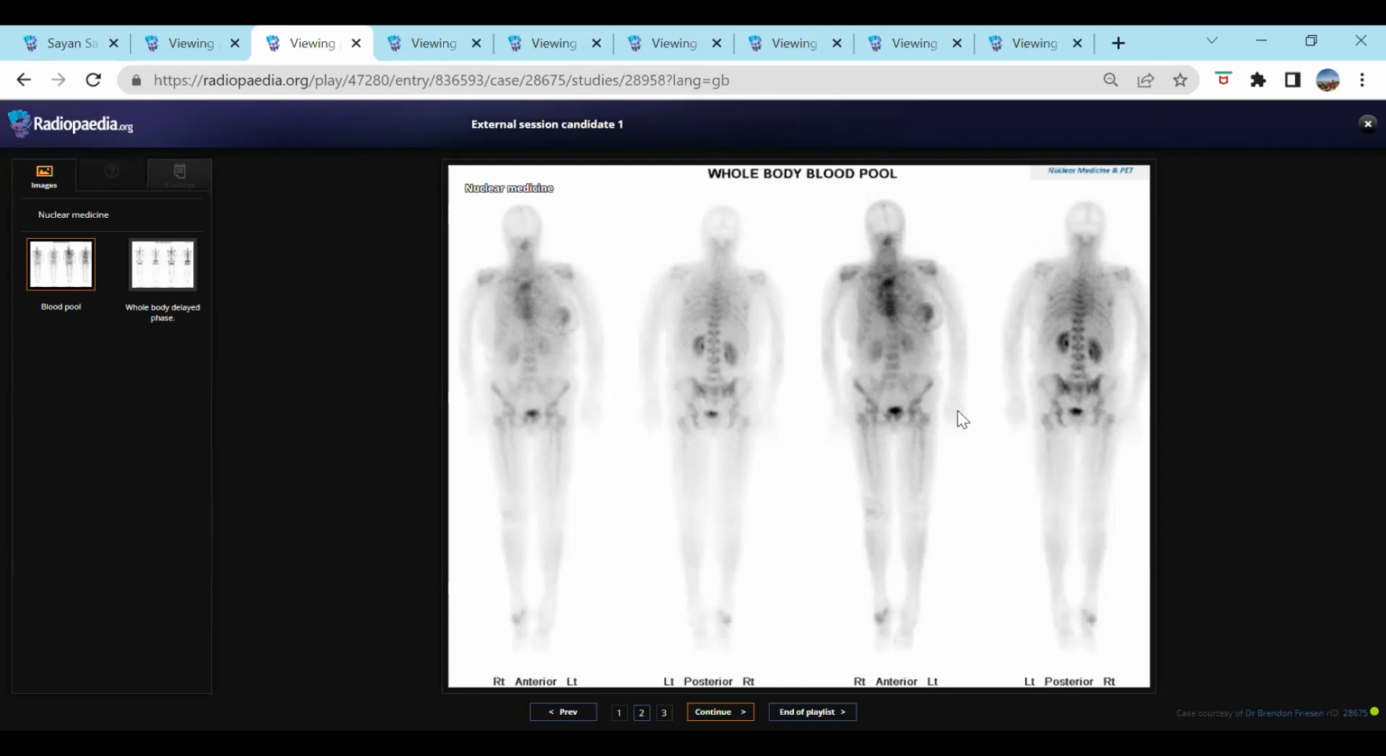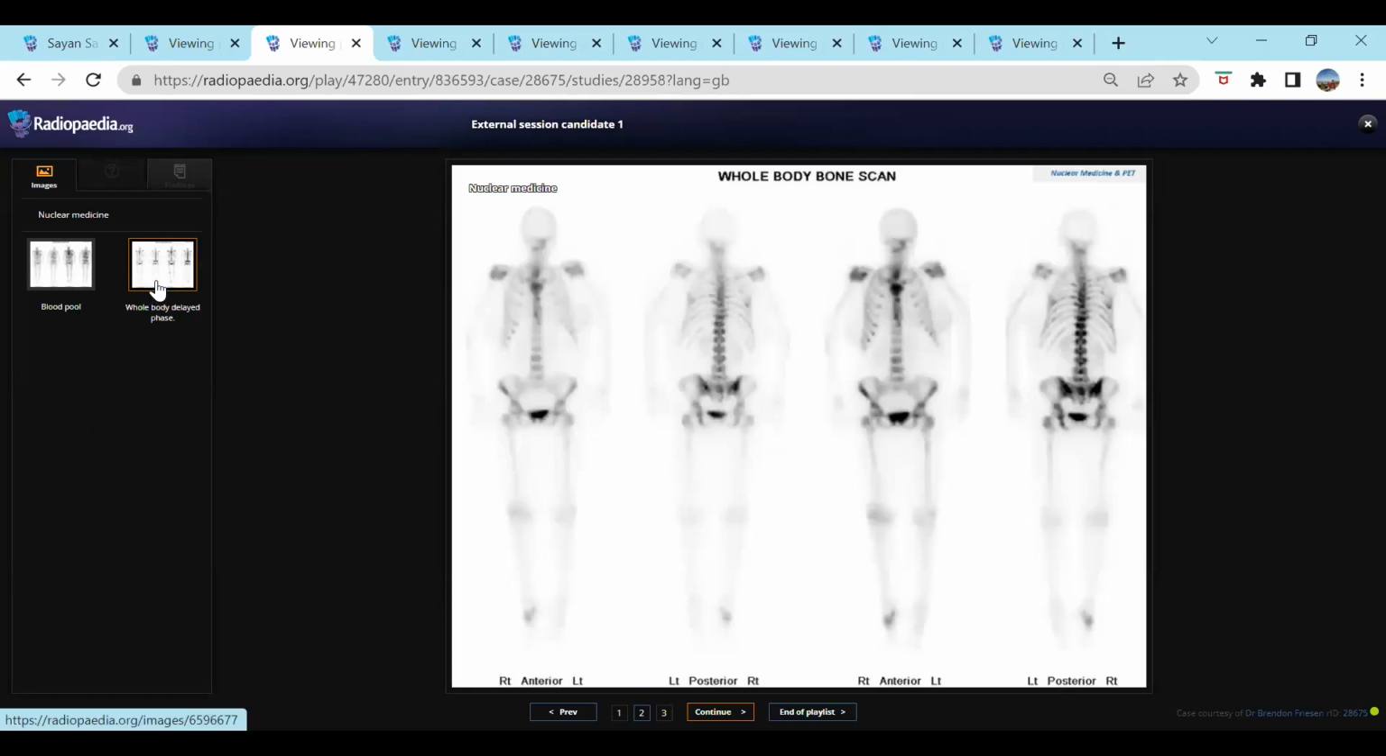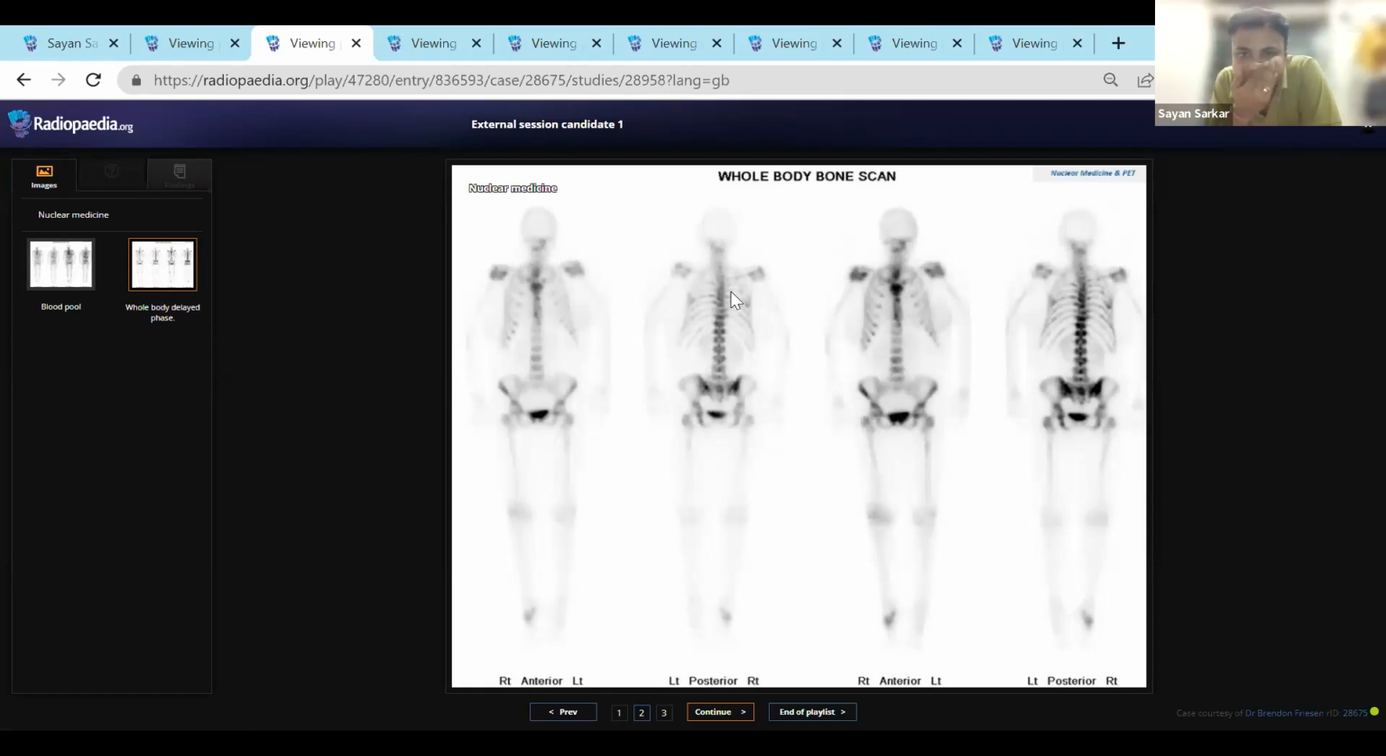Sternal uptake. You can see the delayed phase also. Okay, on the delayed phase, the previously shown area of uptake is not showing any uptake. On the delayed phase, the sternal uptake can be appreciated on the first two images, and the uptake in the manubrium appears slightly more prominent.